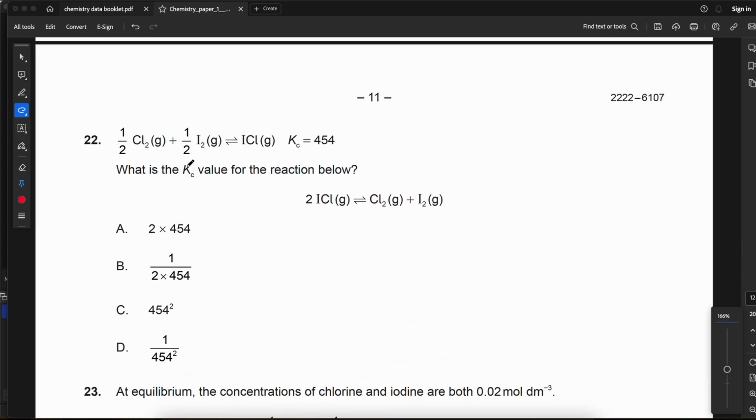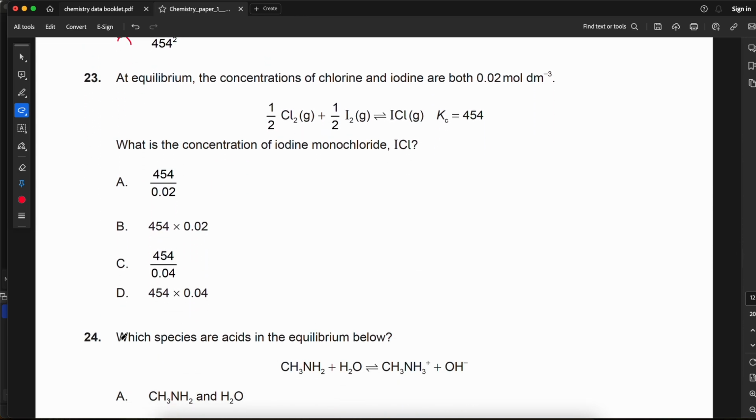Okay, so next, half Cl2 plus half I2 produce ICl with Kc 454. What is the Kc value for the reaction below? So as you can see, the coefficient is double, double to ICl, this is 1, and reverse. If it's reverse, Kc to the power negative 1, and if it's double, Kc squared. So reverse 454 and squared, D.